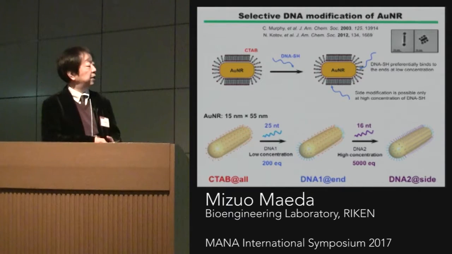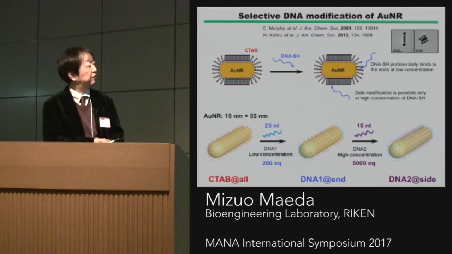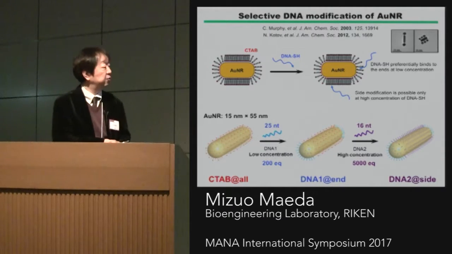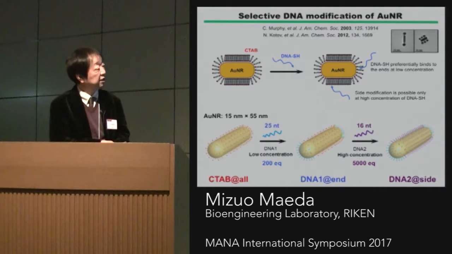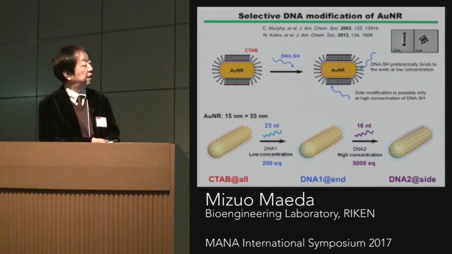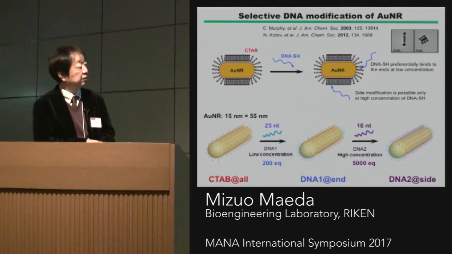Gold nanorod has been studied in detail by many scientists, and Professor Murphy first reported the selective modification of gold nanorod surface, and Professor Kotov recently reported the modification of nanorods by using DNA, and his finding is that DNA thiol can preferentially bind to both ends of gold nanorods, and if you modify the side region, you need a bit higher concentration of thiol modified DNA.